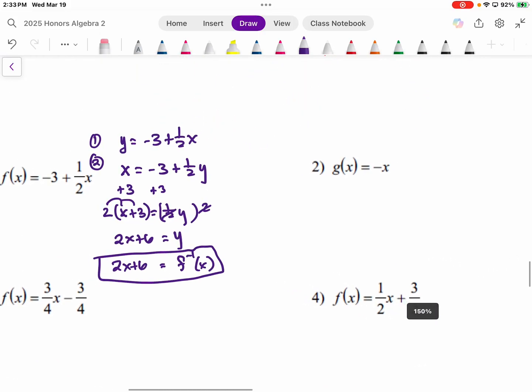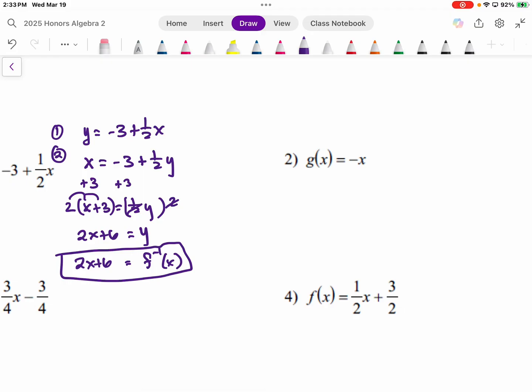Going over to number 2. Easy one over here. Number 2, first step: y equals negative x. Step number 2, swap them. x equals negative y.